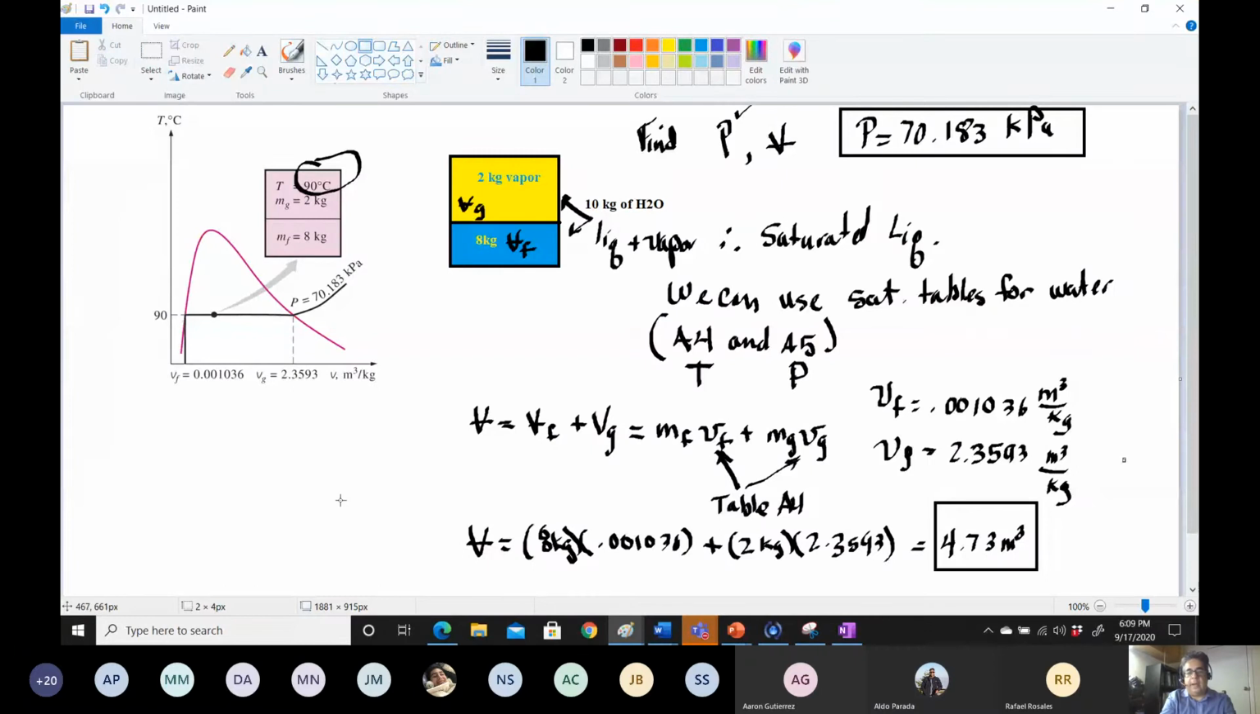And so with the problem, you have to be careful because it says find the volume of the tank. It's not saying find the volume of the liquid. It's not saying find the volume of the gas. It's the total tank. And so therefore you have to calculate the total volume. Just look out for things like that so you don't get tricked. Let's go ahead and do another.